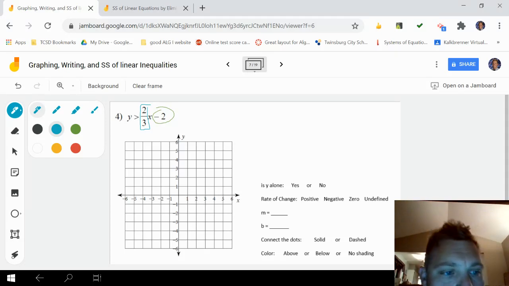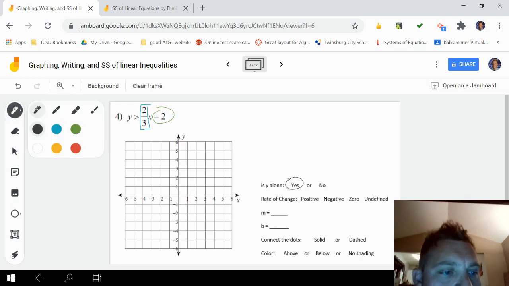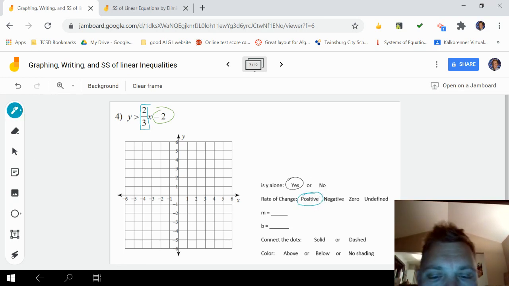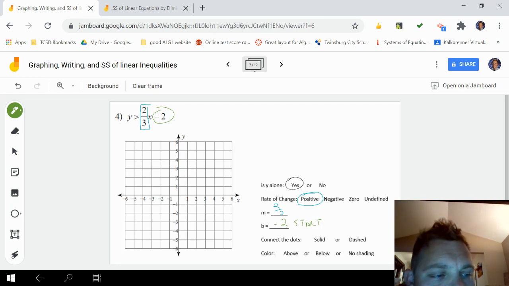So is y alone? Does it say y, then the sign? Yes. Rate of change, is that positive, negative, 0, or undefined? That's what we have in blue there. That's 2/3, so that's a positive slope, so it's going to be going uphill. What is that rate of change? It's 2/3. What was my b, which I did in green, was -2, so that's where I'm going to start, right? My graph is below the x-axis. And then do I connect the dots on this one?